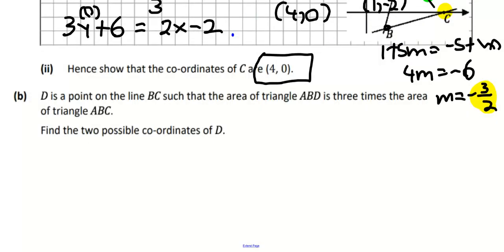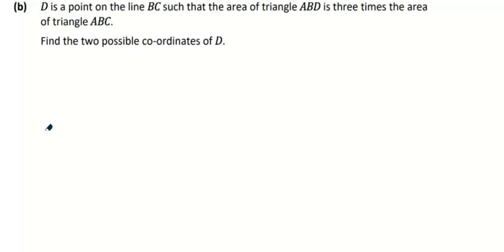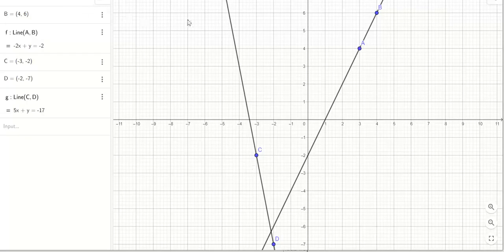Now, here we go. D is a point on BC such that the area of ABD is 3 times the area of ABC. Find 2 possible coordinates of D. Whoa. Right. So this one's going to be hard to picture. So what I'm going to do is use GeoGebra really quickly. Is that all right with you guys? I just want you to call out the points for A, B, and C again in a second. I'll just have to undo all this. Give me a second. And let me explain what we're doing here.